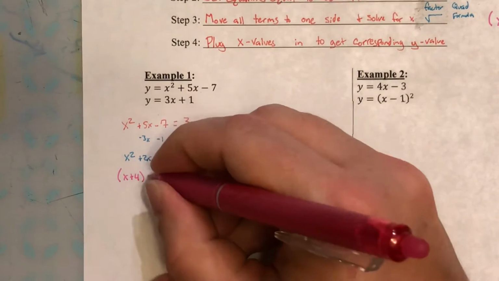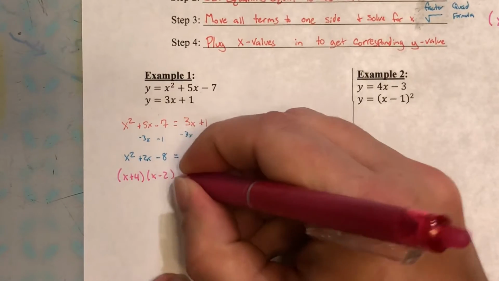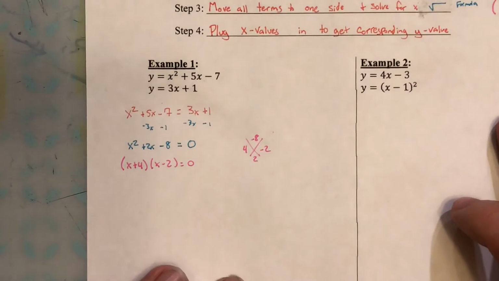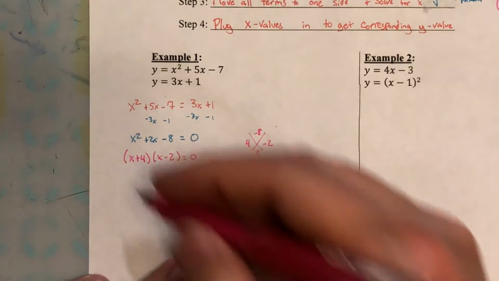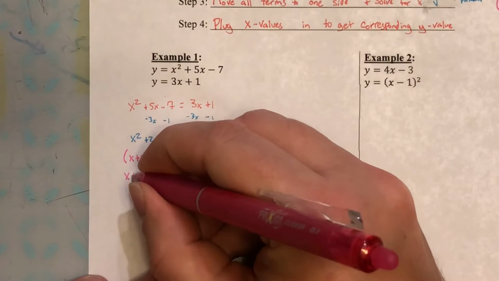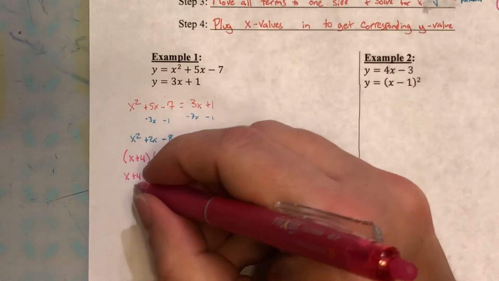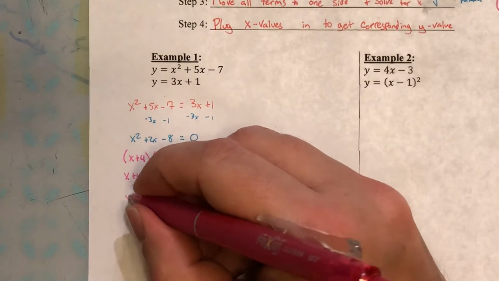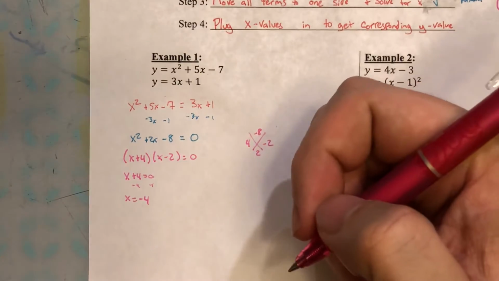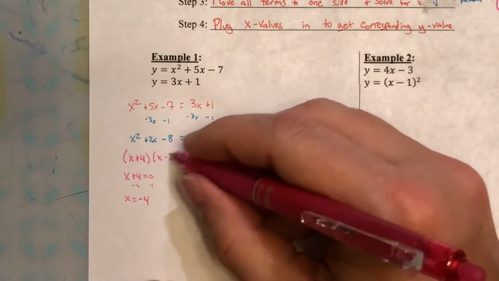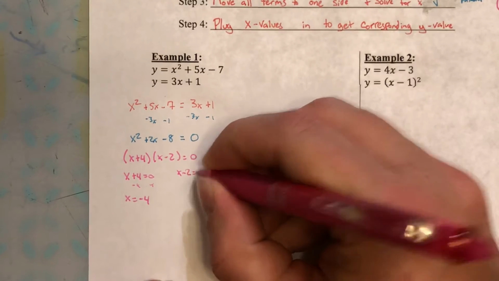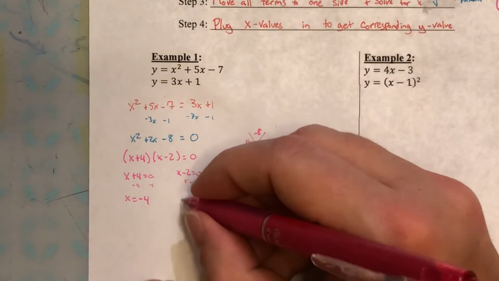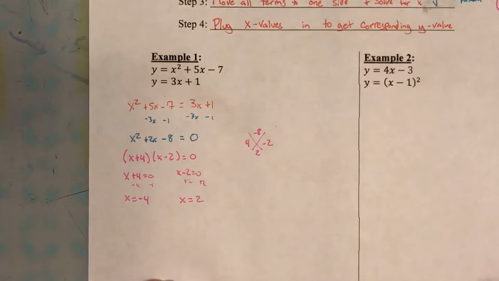x plus 4, x minus 2 equals 0. So to solve it for x, I set each of these equal to 0. x plus 4 equals 0. So I subtract 4 from both sides, and I get x equals -4. For the other factor of x minus 2, I say x minus 2 equals 0. So I add 2 to both sides, and I get x equals +2. So there's the third step, moving everything over and solving it for x.